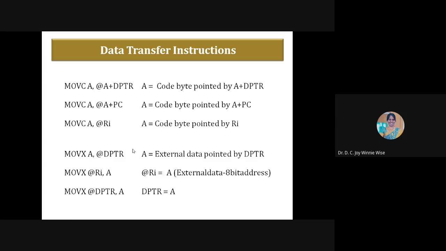Hope you got the difference, no? So here, in the three instructions, data from this memory location is transferred to accumulator. Here, data in this memory location is transferred to accumulator. For these two instructions, it is the reverse operation. Accumulator content is transferred to this memory location, and here accumulator content is transferred to the memory location DPTR. Don't forget that Ri is an 8-bit address and DPTR is a 16-bit address, the data pointer register.